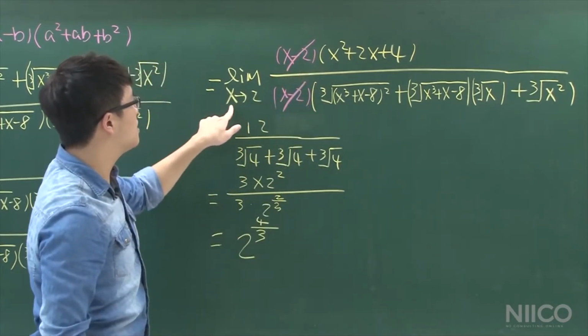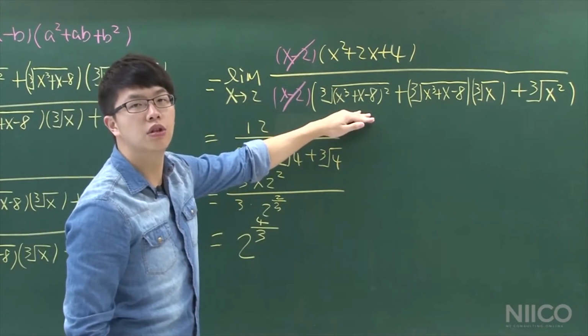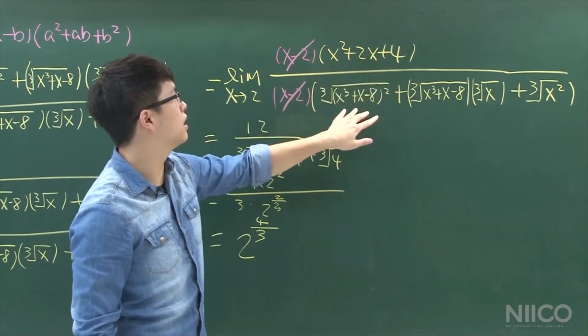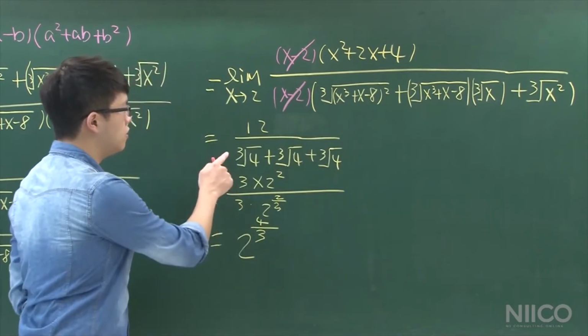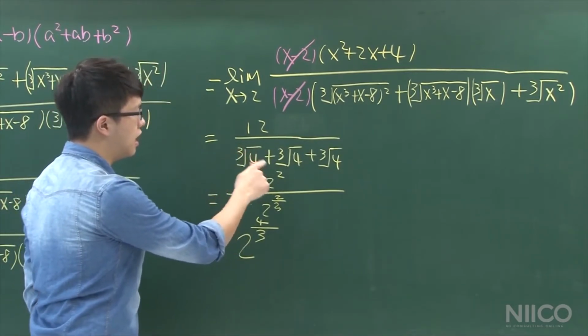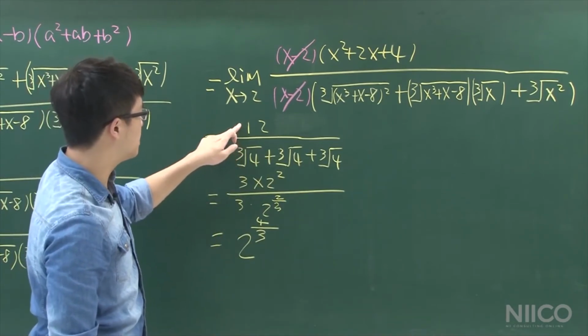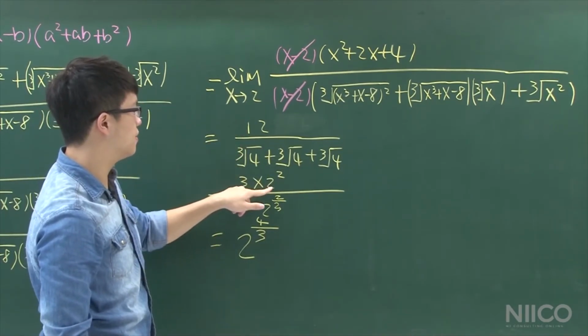Basically, there's nothing else that makes our numerator and the denominator approach 0. Originally, when x approaches 2, the numerator, because it has a factor of x minus 2, approaches 0. And in the denominator, because it also has a factor of x minus 2, it also approaches 0. After we got rid of all these factors, we can see that the limit actually exists.